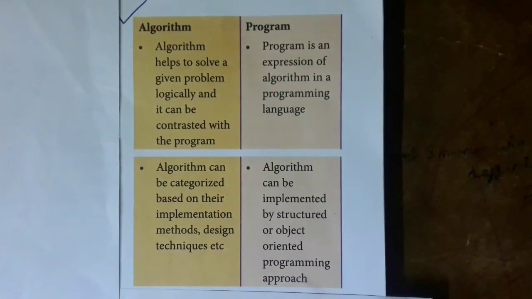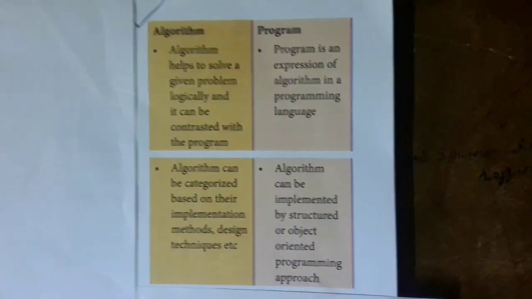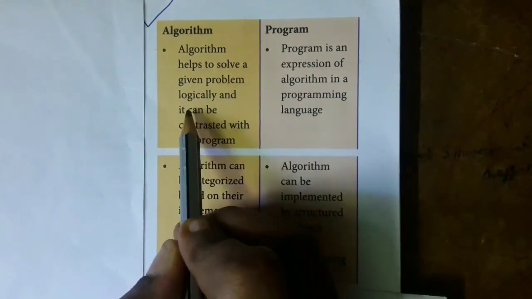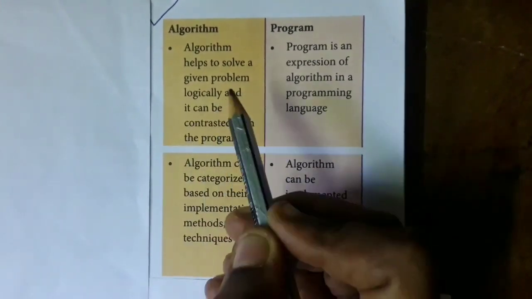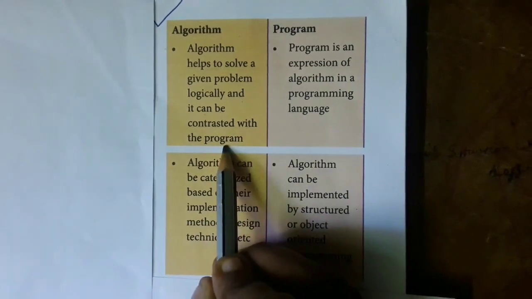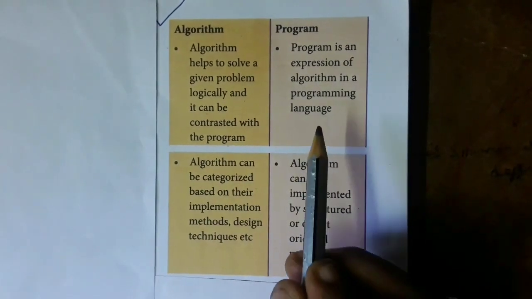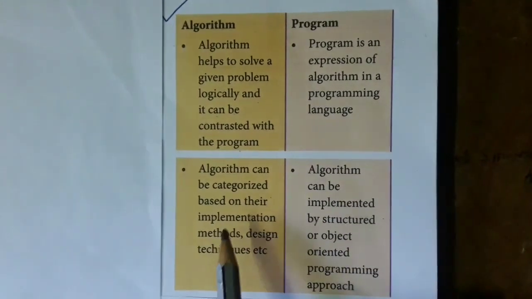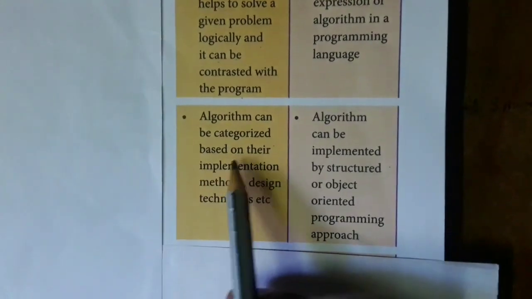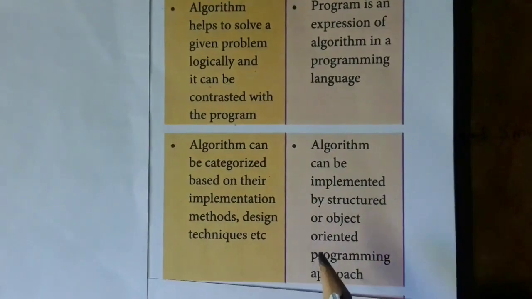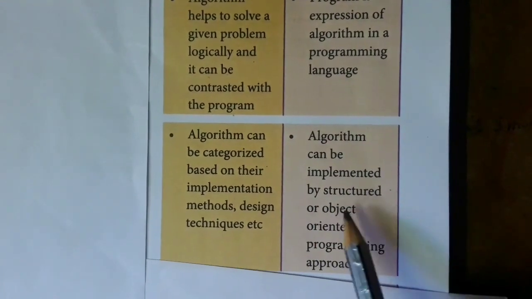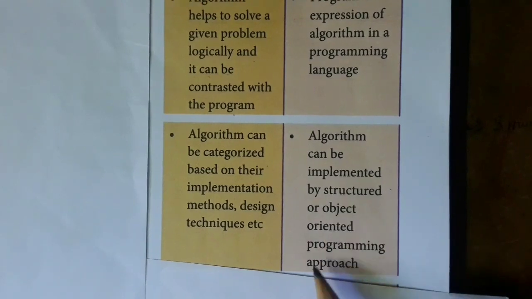Now, difference between algorithm and a program. Algorithm helps to solve given problem logically and it can be contrasted with the program. A program is an expression of algorithm in a programming language. Algorithm can be categorized based on their implementation methods, design techniques, etc. Program can be implemented by structured or object-oriented programming approach.